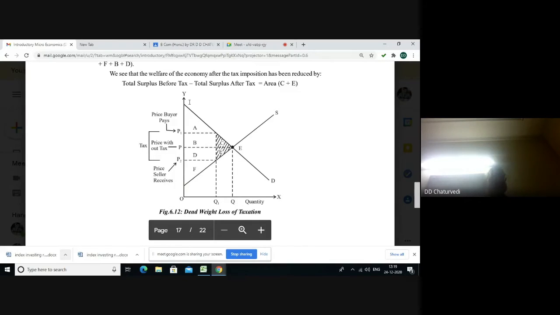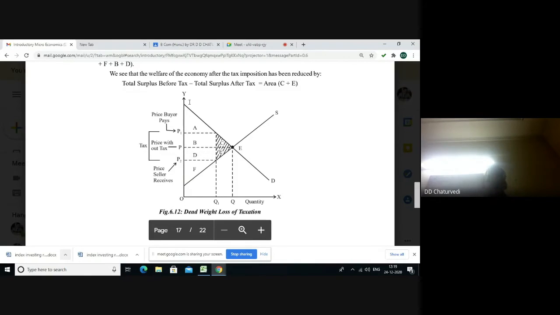And the difference between the two will be tax per unit, which is equal to P1P2. Here, the buyer is paying more price than the equilibrium price by P1P. The seller is receiving less price than the equilibrium price by an amount equal to PP2.